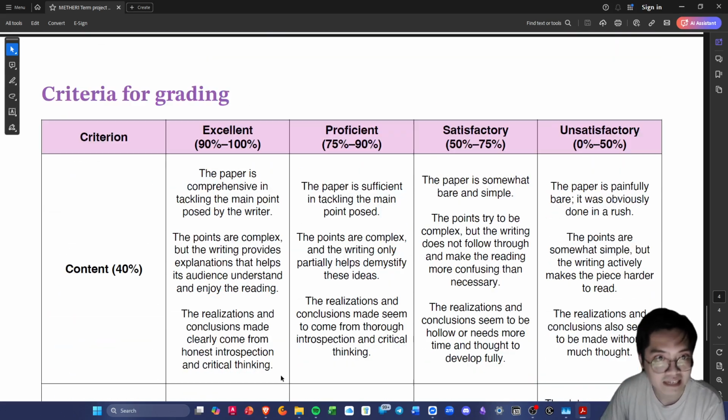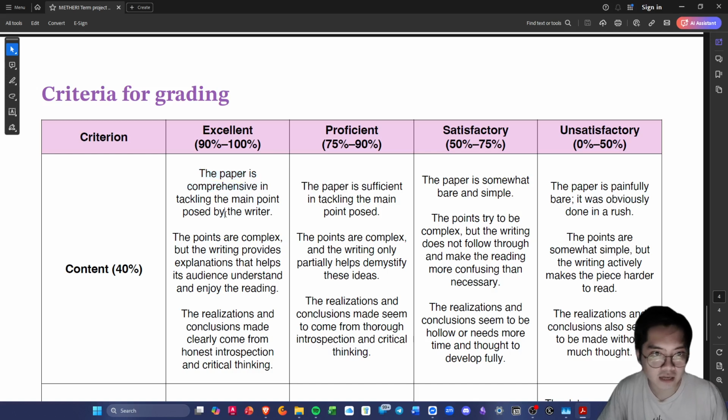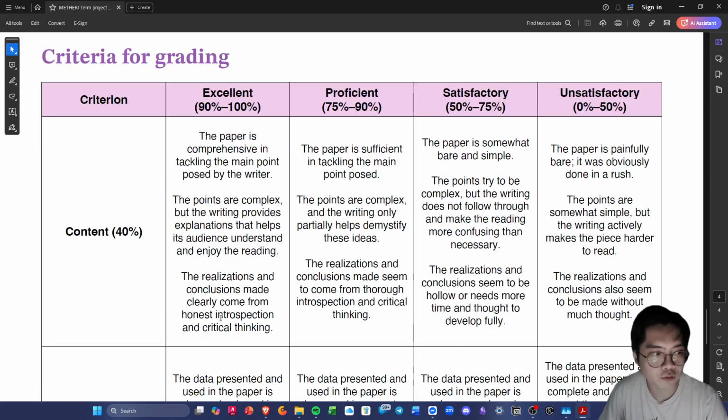What I want to see is this. I want to see the paper be a comprehensive essay on your main point, right? If you are putting forth a thesis statement, I want it to be discussed fully. Okay? The points are complex, but the writing provides explanations that help its audience understand, number one, and number two, enjoy the reading, right? And of course, your realizations and conclusions need to come from a place of honest thinking, of honest reflection that will show through in your paper.